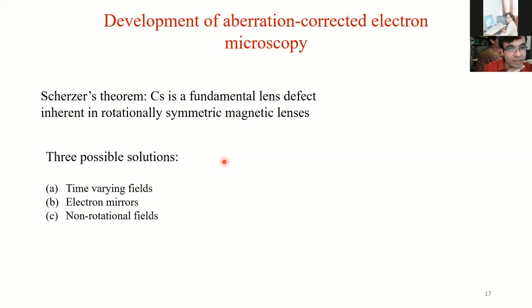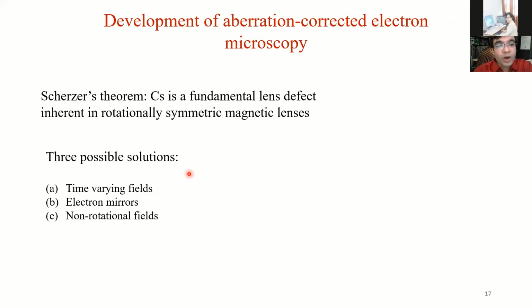So the Scherzer theorem says that Cs, or the spherical aberration, is the fundamental lens defect, which is intrinsic to any rotationally symmetric lens. So no matter what kind of lens I have, what kind of pole pieces I have, or what shape my pole pieces have, I'm going to have this Cs in that rotationally symmetric lens. And Scherzer only suggested 3 possible solutions.